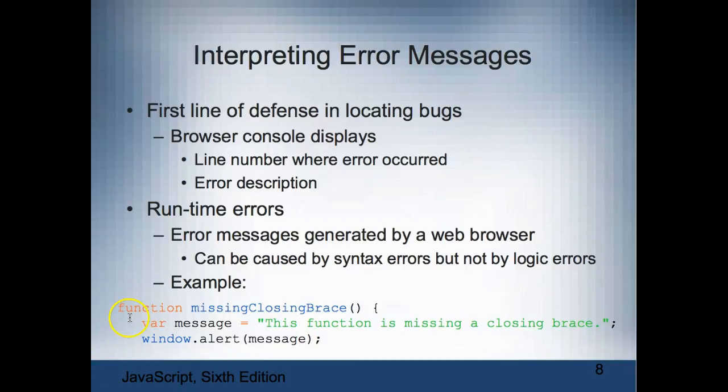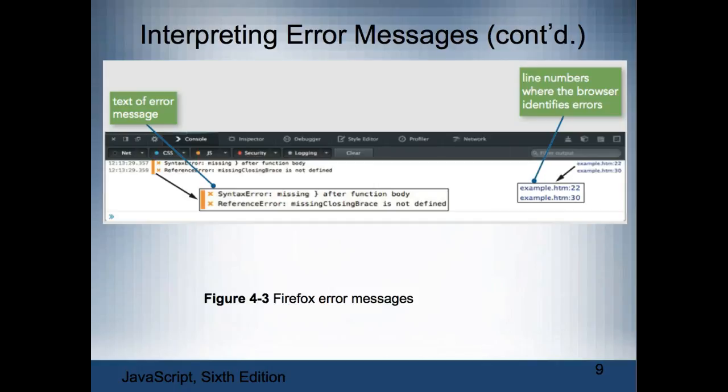Here's an example. In the function at the bottom of the slide, we're missing a closing curly brace. If we look at the console window in our browser, we'll see the text of the error message as follows, missing closing curly brace after function body, and we'll even see what line number that occurred in, line 22.